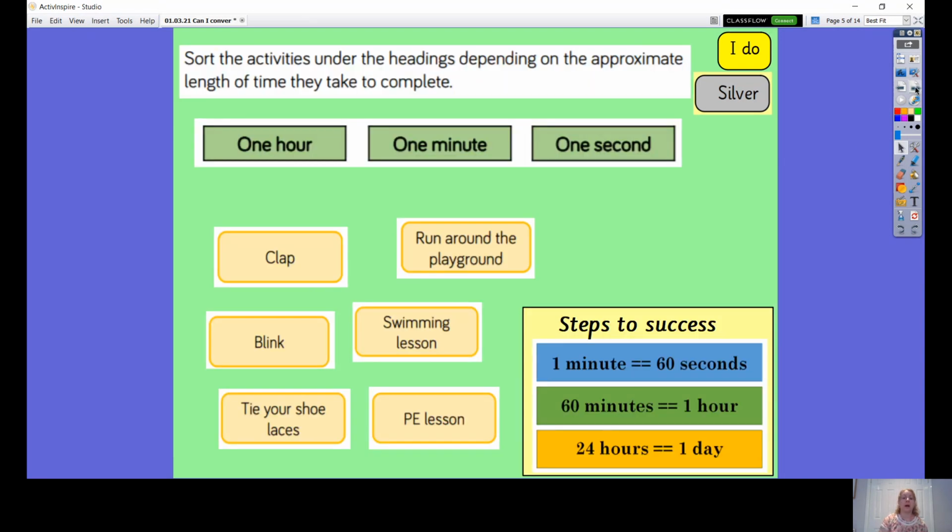Moving on. Can you pause, and can you please sort the activities under the headings depending on the approximate length of time they take to complete? So if you write these across the top, 1 hour, 1 minute, 1 second, and I've done your steps to success here just to remind you at the bottom, and then just write these under the correct headings for me. Off you go.